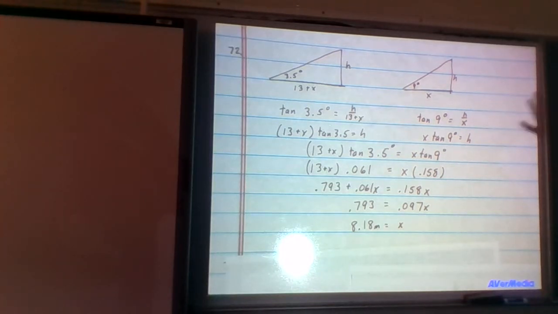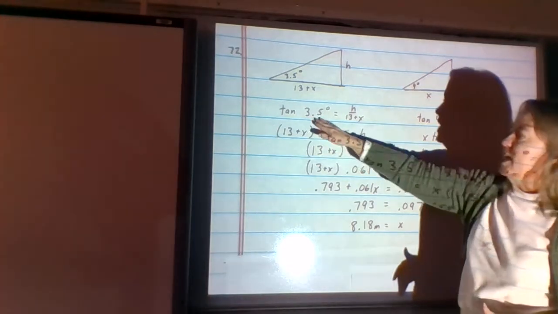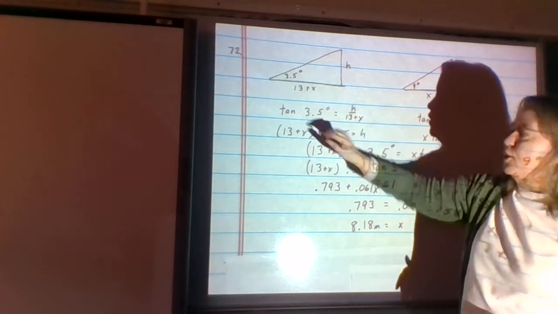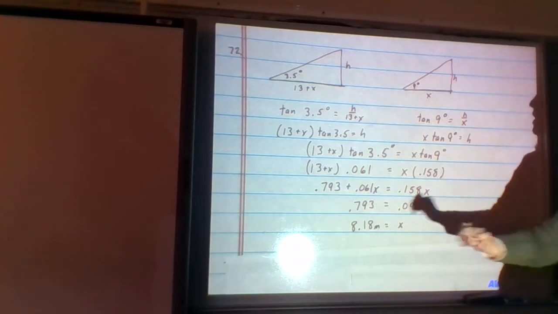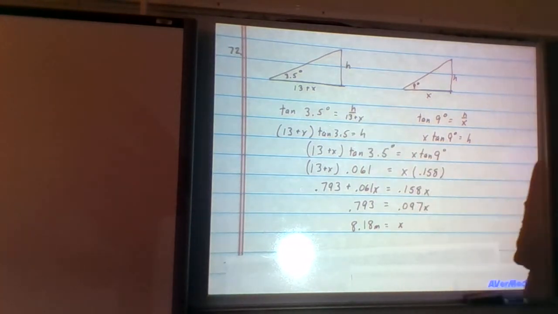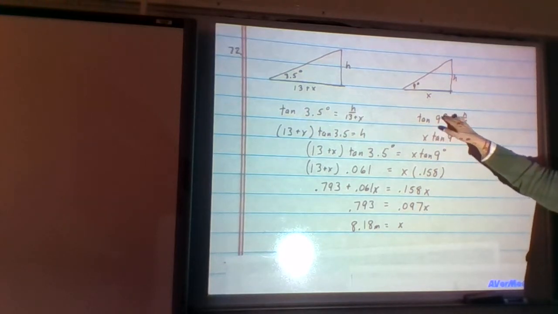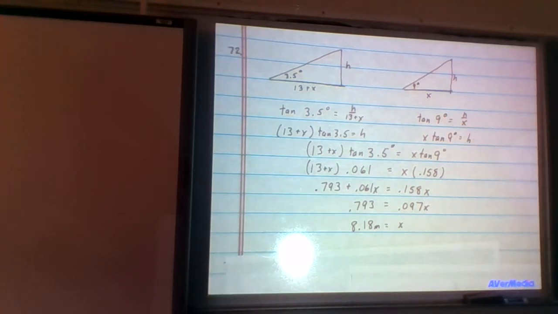Okay, so I have two different problems and then they're going to come together. So the tangent of the 3.5 degrees equals h over 13 plus x. And the tangent of 9 degrees equals h over x. So I solved both of them for h. Once I solved it for h, I could then equate the two together.